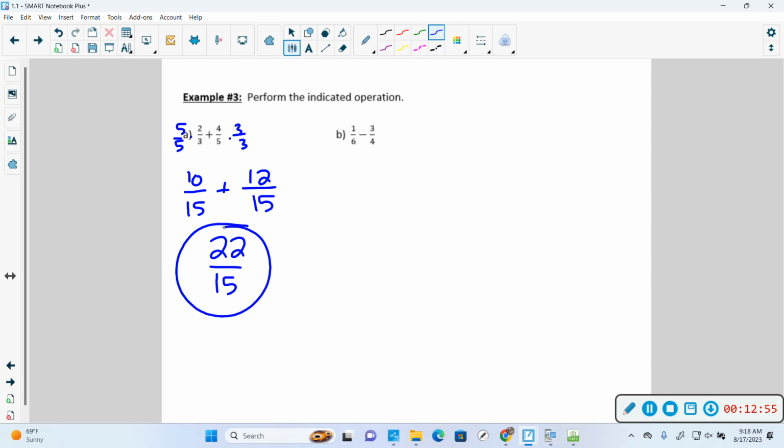All right, 1/6 minus 3/4. What's your common denominator for 6 and 4? 12. So let's turn them into 12ths. Now, some of you can probably just do this in your head. To turn 6 into 12, of course, times by 2. Do the top and bottom, 2 times 1. To turn 4 into 12, let's multiply by 3. 3 times 3. So 2/12ths minus 9/12ths. 2 minus 9, negative 7.